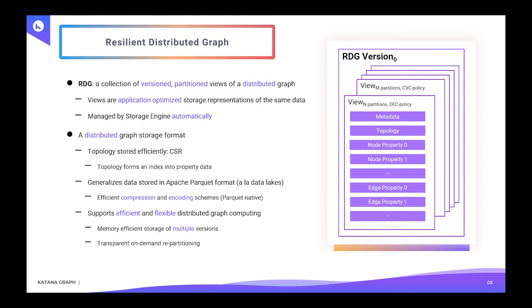If we zoom into a view, we will see that it has metadata about the graph, like when it's created. The topology of each partition is represented in the CSR format, compressed sparse row format, as well as node and edge properties in the columnar representation. The entire view can be stored in Parquet files and can be repartitioned when the users want to use more machines, for example, to improve the throughput.